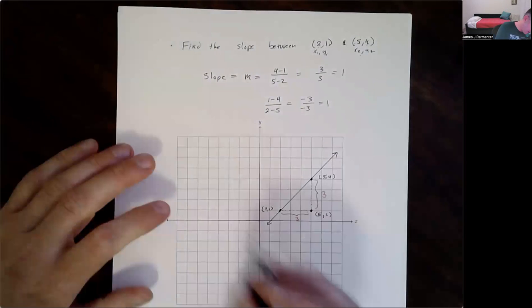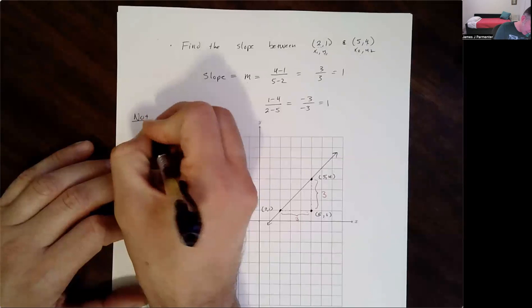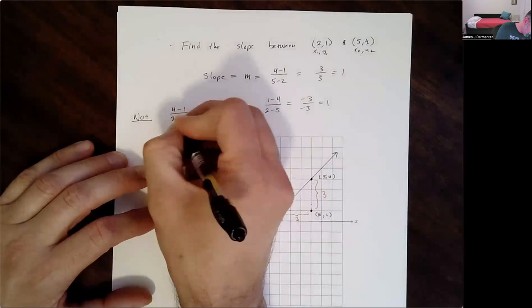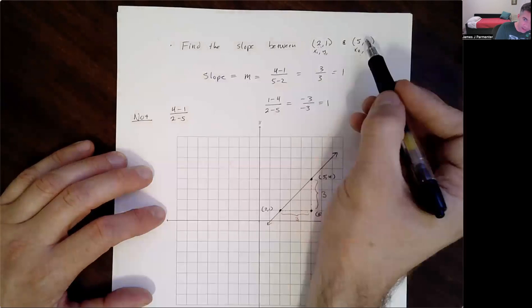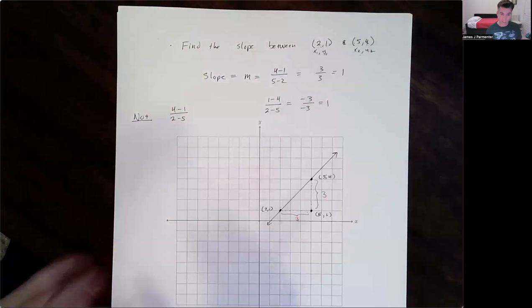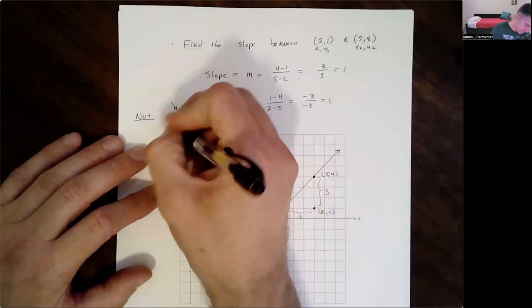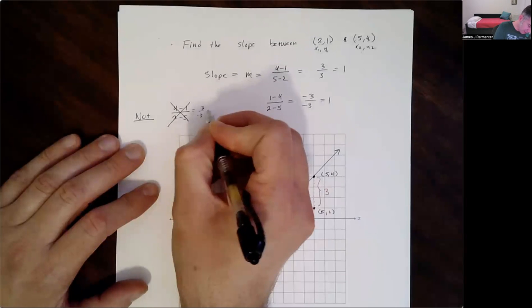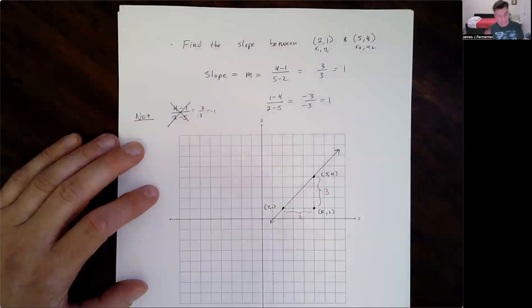It would be incorrect to say the slope was going to be 4 minus 1 over 2 minus 5. I can't do that y minus that y, but that x minus that x. I have to keep the order the same. And it's not that, because that would be 3 over negative 3, which is negative 1. Definitely the slope is positive, not negative.